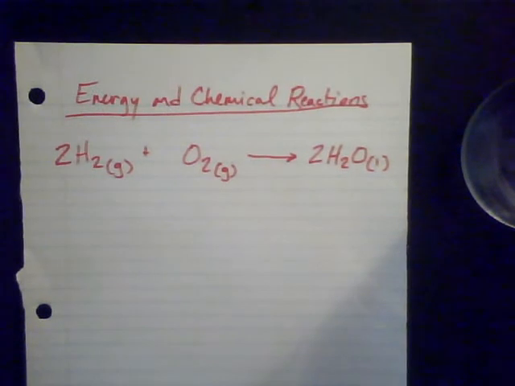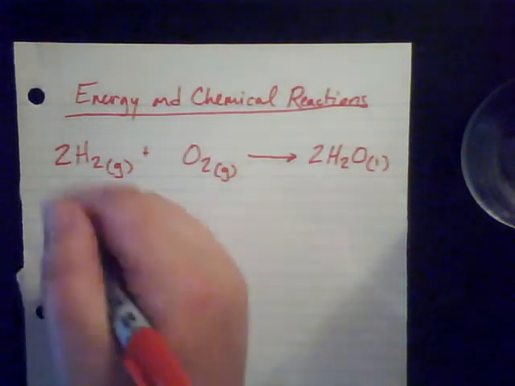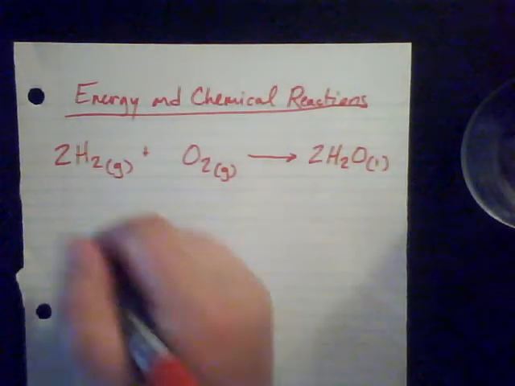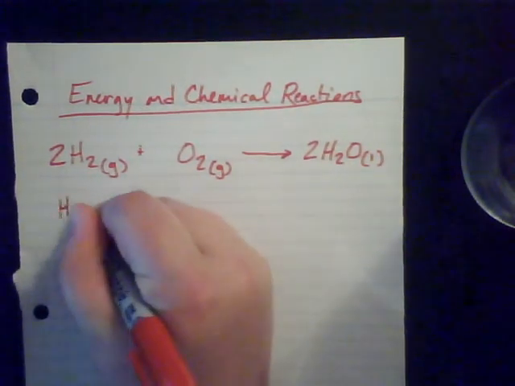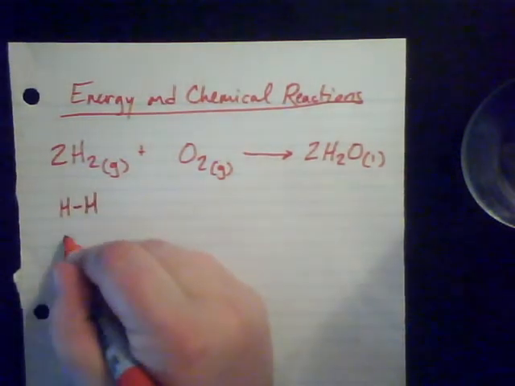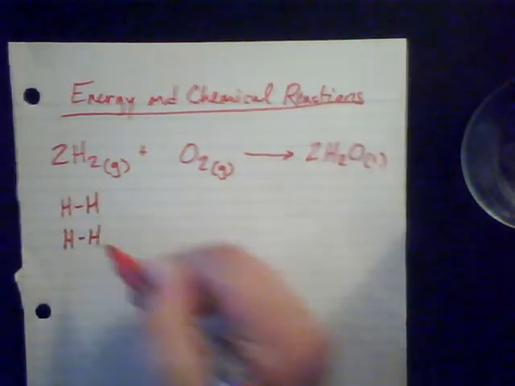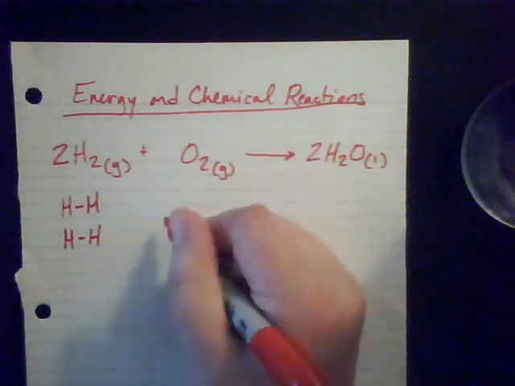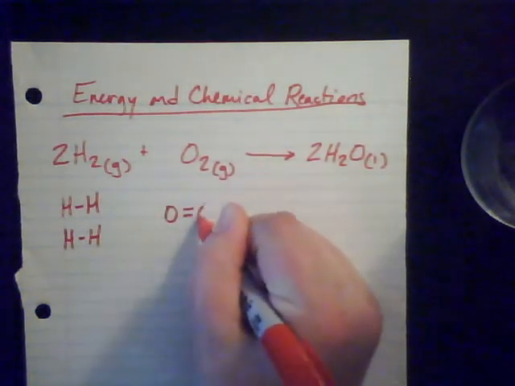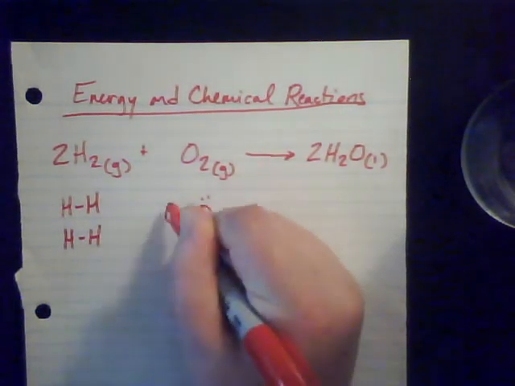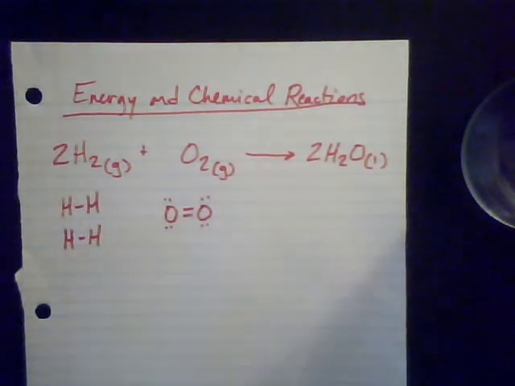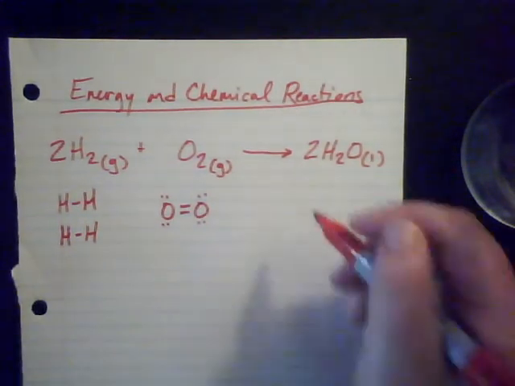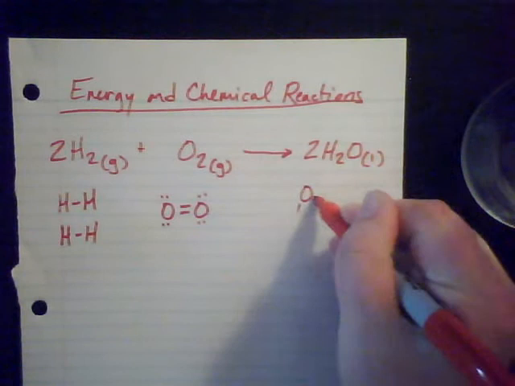So that's this chemical reaction. And if we're actually thinking about what happens here, if I was to draw these in their Lewis dot structures, then I'd have two hydrogens that are bonded together here, and I have two molecules that are doing that. And then I have one oxygen that's double bonded. We said that oxygen needs to share two pairs in order to have a full valence. And then that gives us two water molecules. So it looks like this.